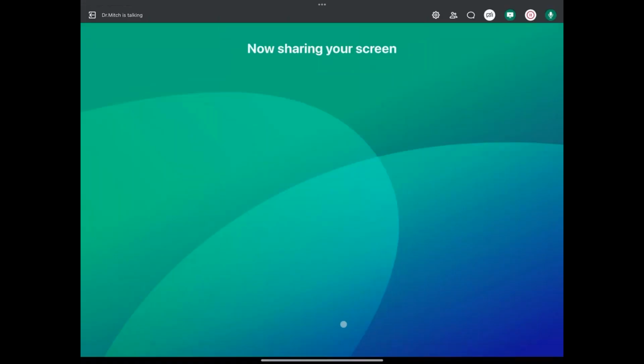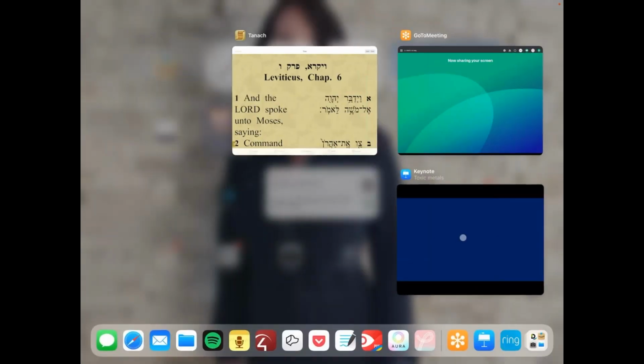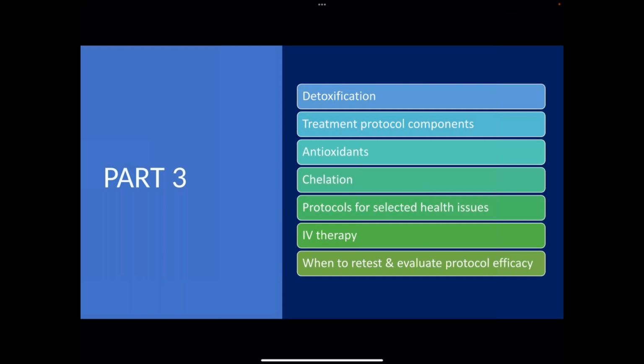I'm going to start showing my screen because that way we'll be able to go right into this and go into it immediately. Please tell me someone unmute and just tell me you could see part 3 and the things that we're going to be talking about. Yes, I see it. Okay, great.